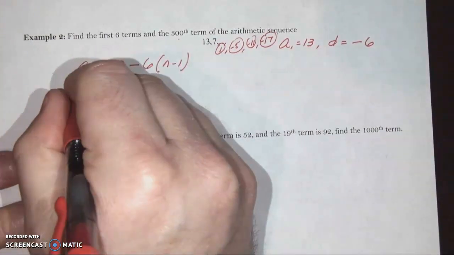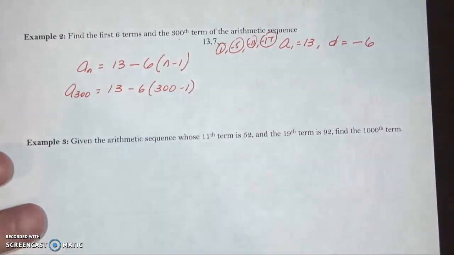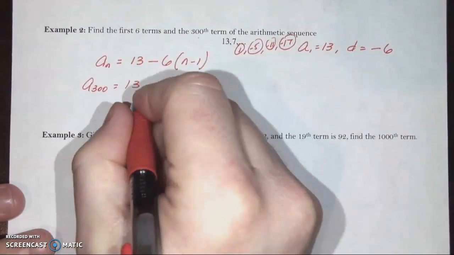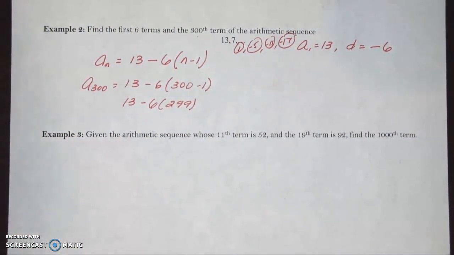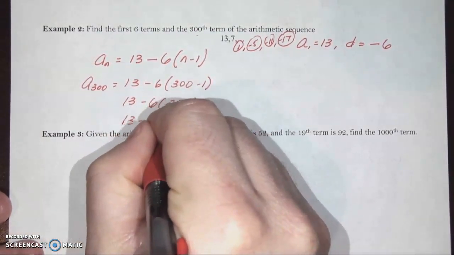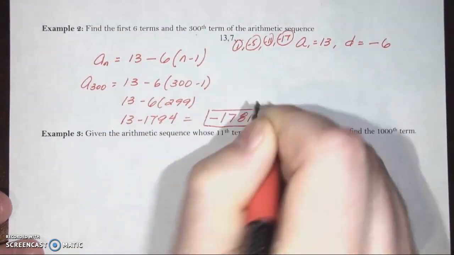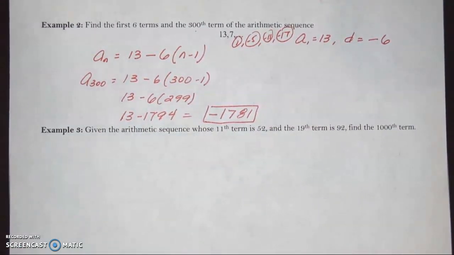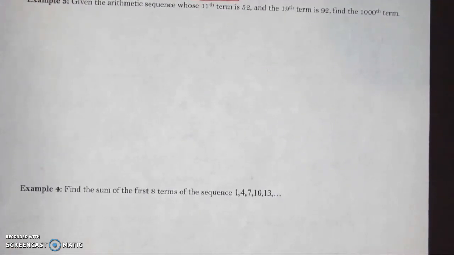Okay, so let's plug in 300 for n. And all we need to do here is a little bit of math. 300 minus 1 is 299. 6 times 299 is something awesome. What is it? -1794. So that's 13 minus 1794, which equals -1781.